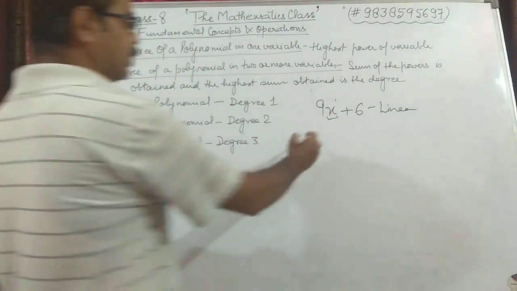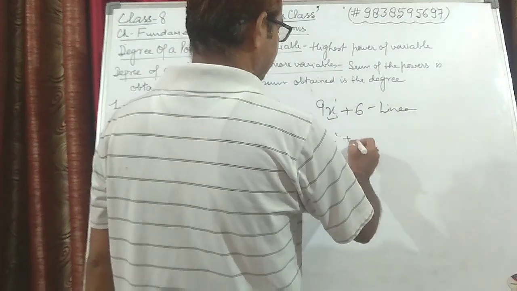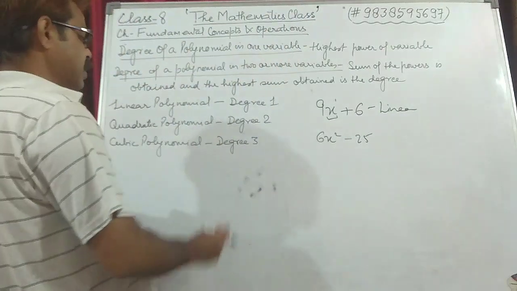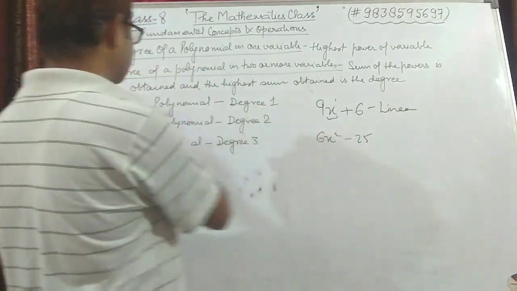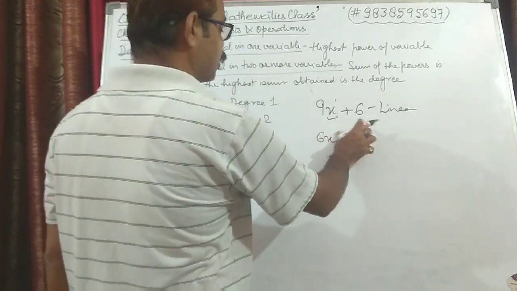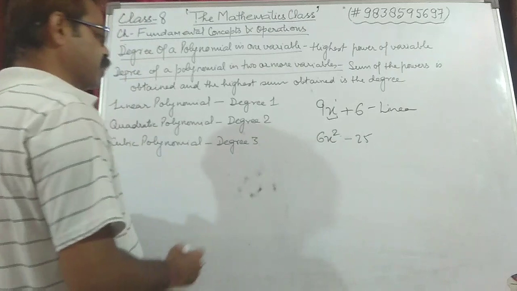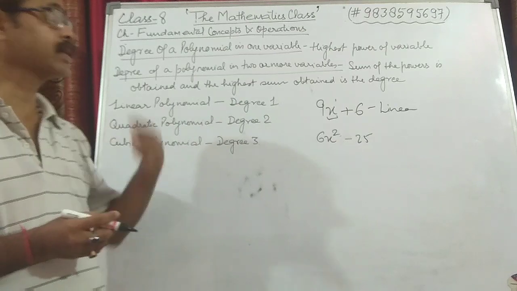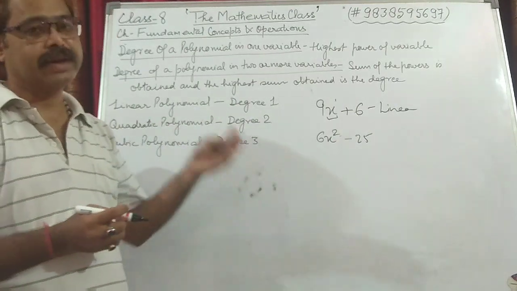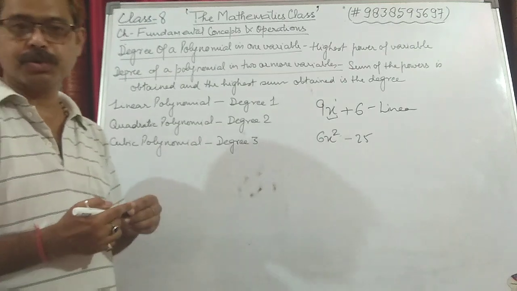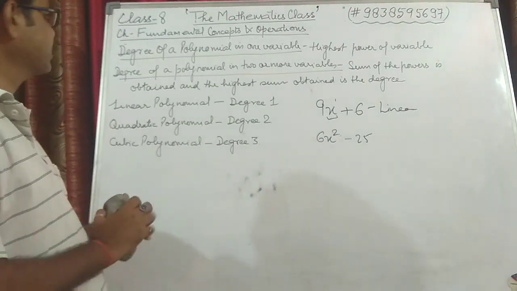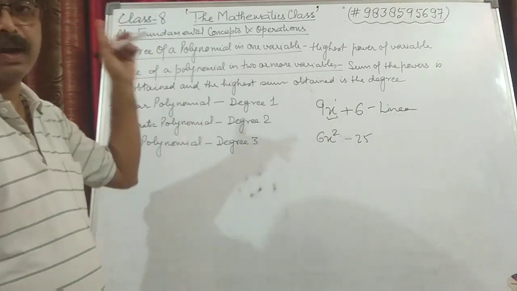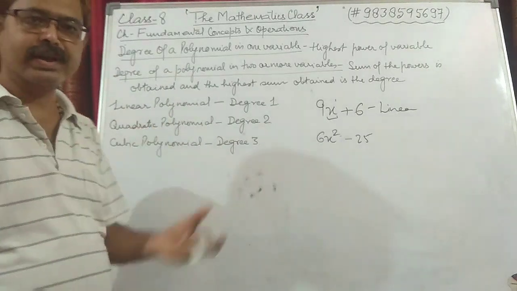Similarly, a quadratic polynomial, let's say 6x square minus 25, in which the variable has degree 2. So here the degree is 2, so you can say it is a quadratic polynomial. Similarly, what is a cubic polynomial? Where the polynomial has degree 3, it is known as a cubic polynomial. So these all were the basics of the chapter. I expect everybody to write them and learn them, then only we can understand the questions.